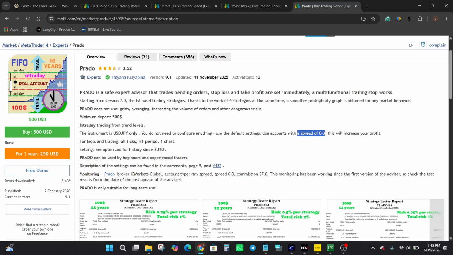The EA is intended for intraday trading based on trend levels, and the recommended testing setup includes using all ticks on the H1 time frame with one chart. The developer also mentions that settings are optimized based on historical data going back to 2010, which suggests a long-term calibration focus rather than short-term optimization.